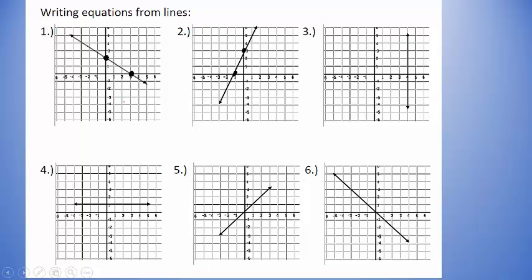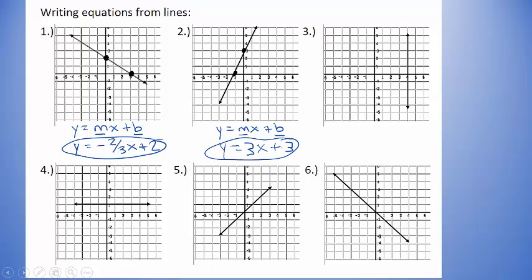So if you're writing the equation given a picture, you're going to set up your slope-intercept form first. So set up y equals mx plus b for numbers 1 and 2. You need to fill in the slope, and you need to fill in your y-intercept. So in this case, to get from one point to the other, I have to go down 2 and right 3, or up 2 and left 3. Either way, your slope is -2/3, and your y-intercept is 2. Number 2, you have to go up 3 and over 1. So that's your slope, 3 over 1. And your y-intercept is 3. So y equals 3x plus 3 is going to be the answer for that.